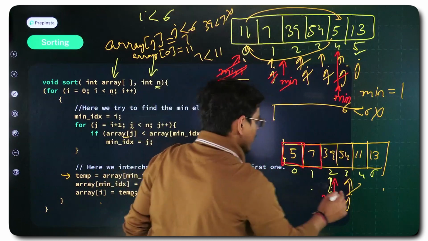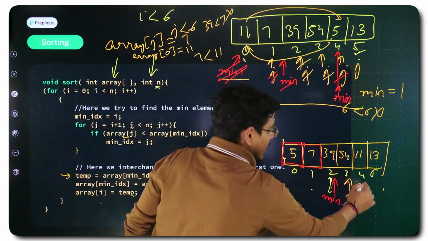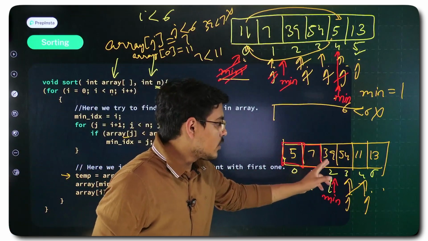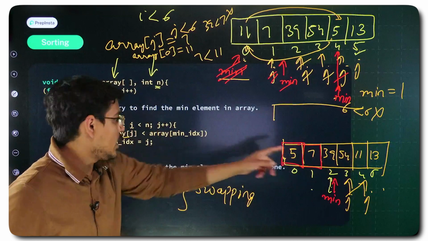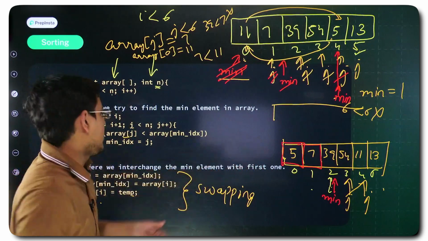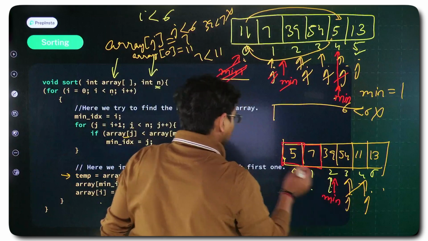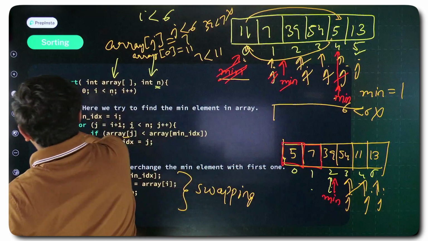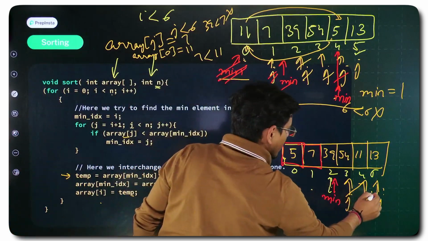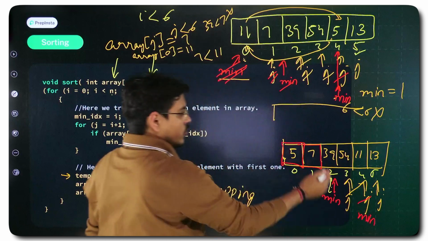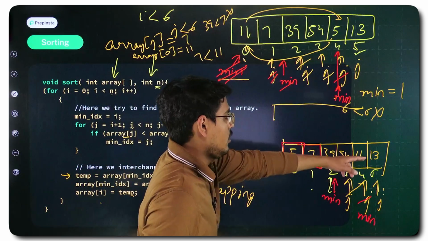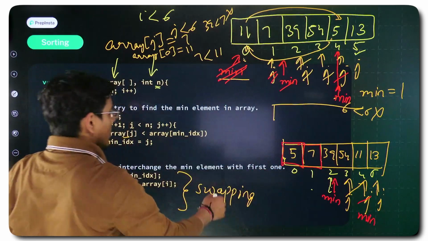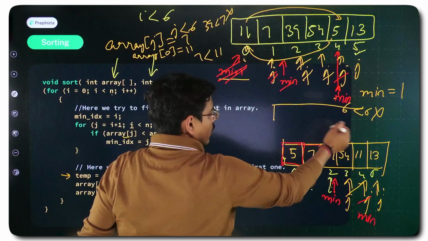But as soon as j gets updated, now there is a glitch. Why so? Because 39 is actually bigger than 11. 11, which is array of j, is less than array of minimum index, which is 39. So this stands true. Now j gets incremented, j goes here, and the min value points here. Now when you check for the further iteration, array of j is not less than array of min. This is not true, so this won't execute again. Min would stay here and the swapping would happen again.